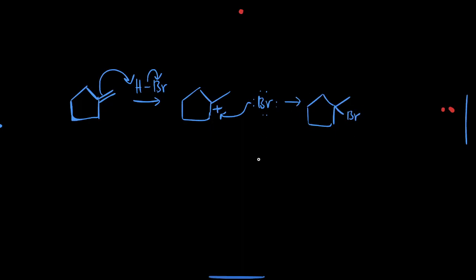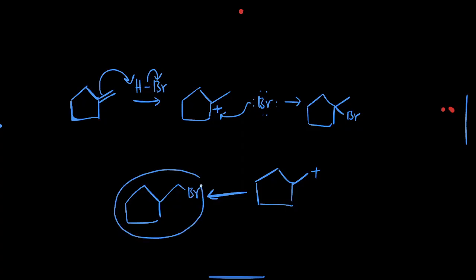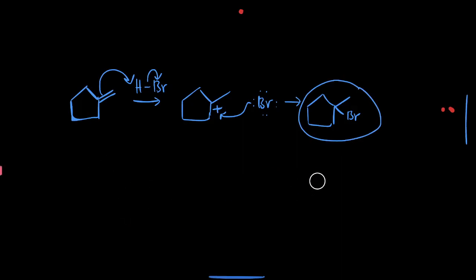If we were asked to draw our anti-Markovnikov product, that would be the one that forms as a result of this carbocation. So it would look something like this. I'm just putting it over here for space reasons. This is a Br, something like that. So this would be our anti-Markovnikov product, and this is our major product, our Markovnikov product. So hopefully this is making some sense.